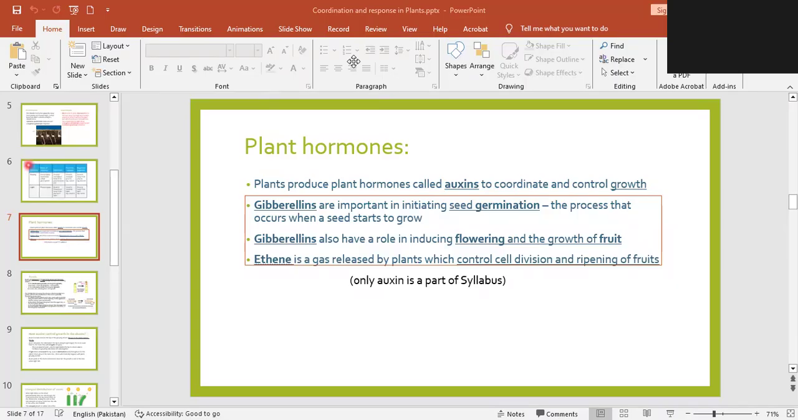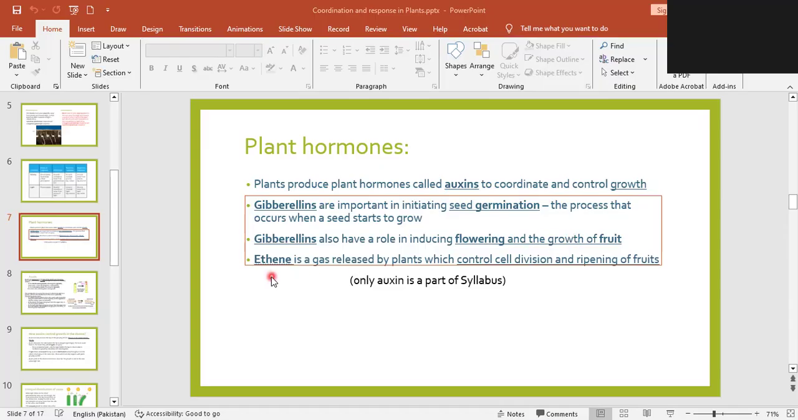Okay, our next part of this chapter is about the hormones, plant hormones. There are certain types of plant hormones which allow the plant to respond towards certain stimuli, like auxin, which is part of your syllabus. Other than auxin, the plant also has other hormones like gibberellin, which helps in seed germination, the blooming of the flower, and the growth of the fruit. Once the fruit has been formed, it grows in size and the pulp increases. So the gibberellin helps the plant do this mechanism.